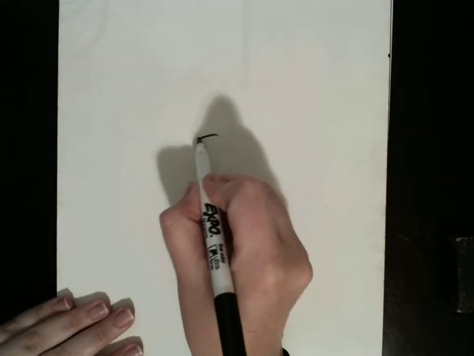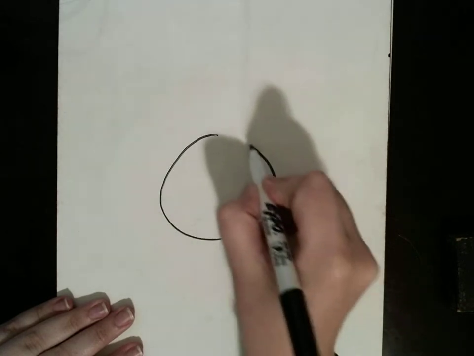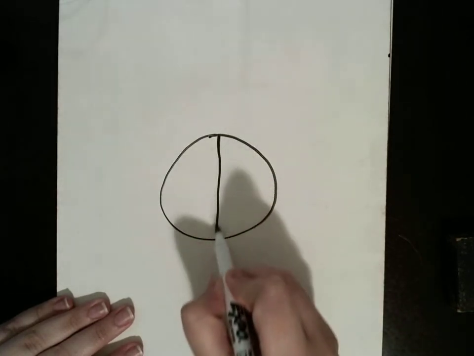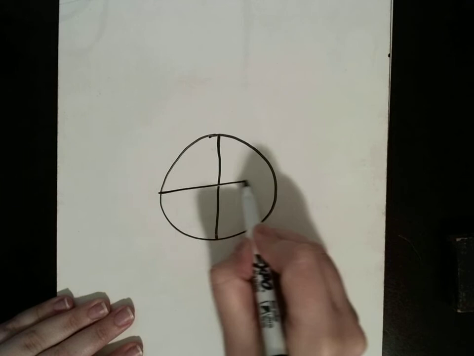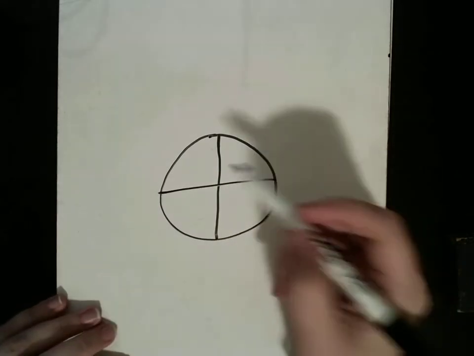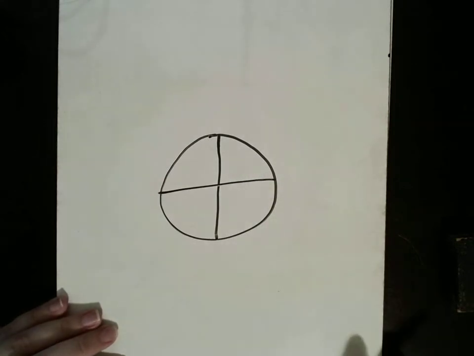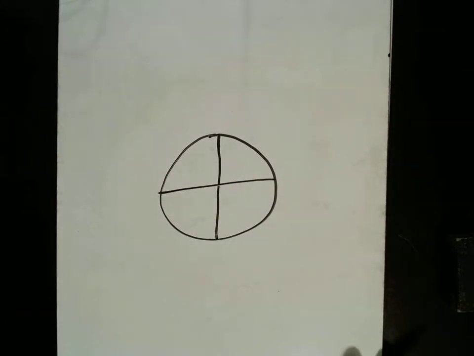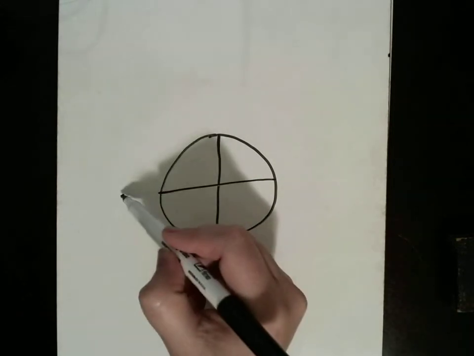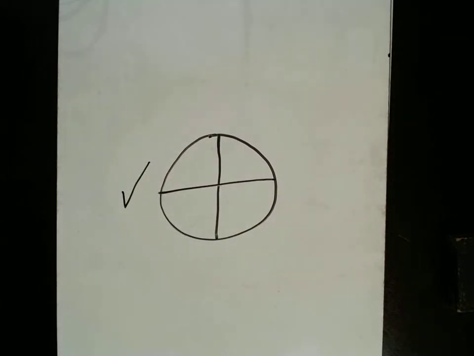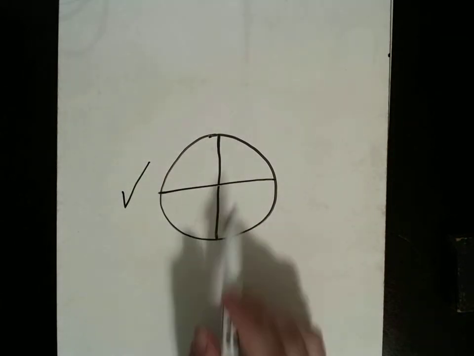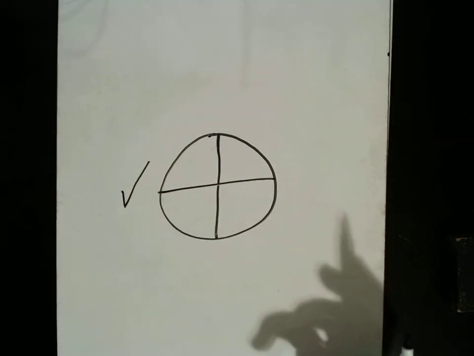If I draw another circle, and we're going to pretend like my picture is just the most perfect picture ever. Again, I have 1, 2, 3, 4 parts, but are they equal? The answer for this one is yes, they are equal. So we could use this to help us with fractions because it's broken into equal parts.